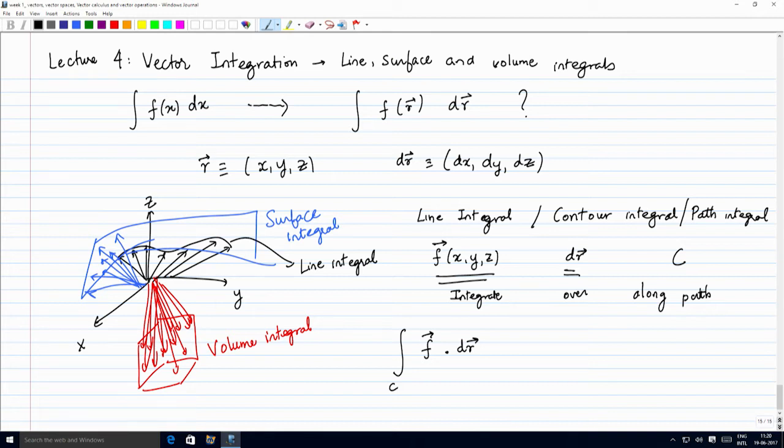So, what does this path represent? This path could have an initial point and a final point. This path can go from A to B along the path C. So, the path is C. Then I would write this slightly differently, from A to B along path C. You could go from A to B along another path, and that would be a different line integral. So, this is an example of a line integral or a contour integral.